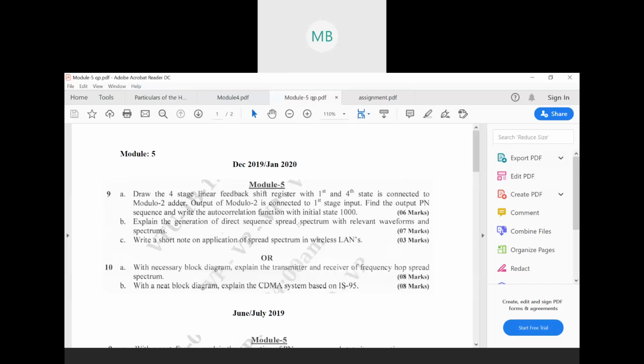For this direct sequence spread spectrum, first draw the transmitter block diagram with the input data sequence V of t applied to the multiplier. The second input to the multiplier is the PN sequence generator. So in the first stage, V of t is multiplied with the PN sequence and the data sequence is spread. Then in the second stage, we are using a BPSK modulator, and the output of that BPSK modulator is the direct sequence spread spectrum signal with BPSK modulation.